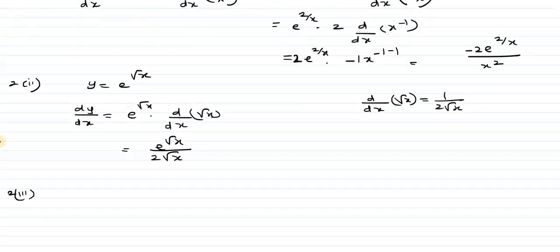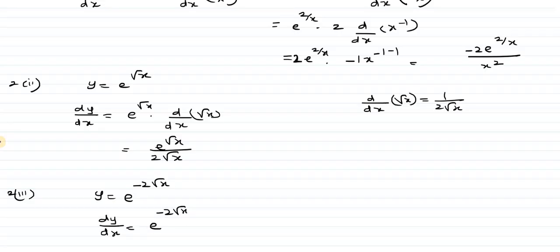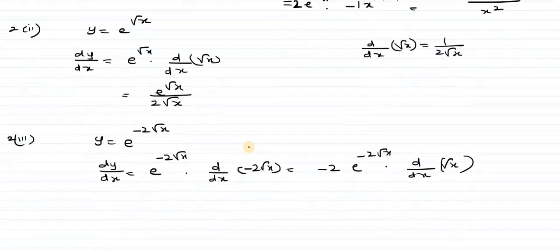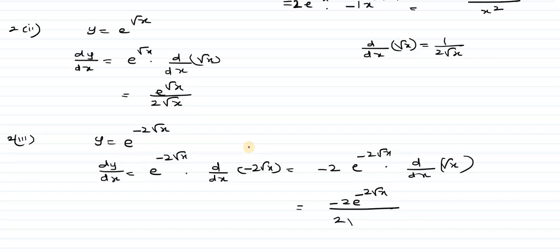Second one, third sum: y equal to e power minus 2 root x. So dy by dx will be equal to e power minus 2 root x into d by dx of minus 2 root x. Minus 2 is constant, e power minus 2 root x is already there, and d by dx of root x, again you know the formula, we have just done it. So substitute it: minus 2 e power minus 2 root x divided by 2 root x. Here this 2 and this 2 cancel, so you can write it as minus e power minus 2 root x divided by root x. Clear?